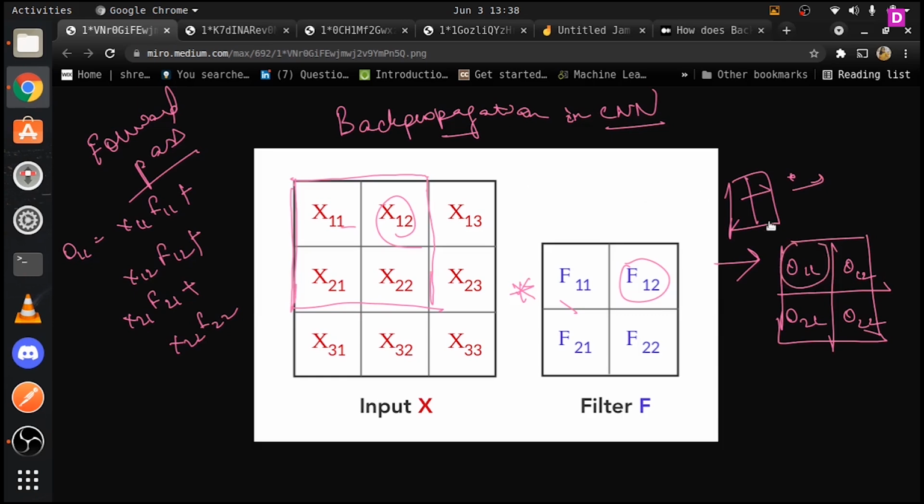In the same way, now we will shift our filter here. We shifted our filter by a stride of 1 and then we will get the value of O12 in the same way. So O12 will be basically the same thing. You will go on again with X12 into F11. Now because the filter has moved, this will continue, and in the same way you will get the values of the rest, right?